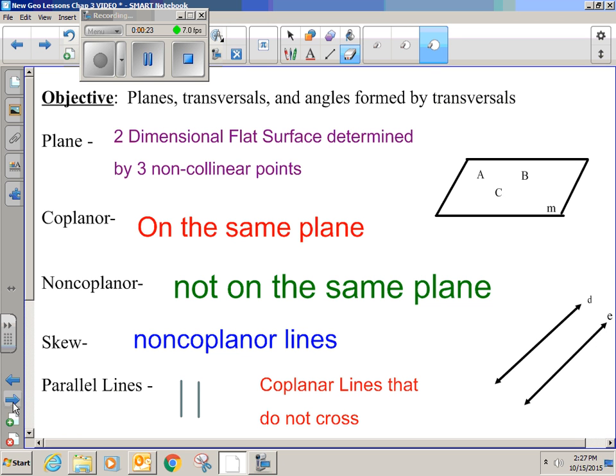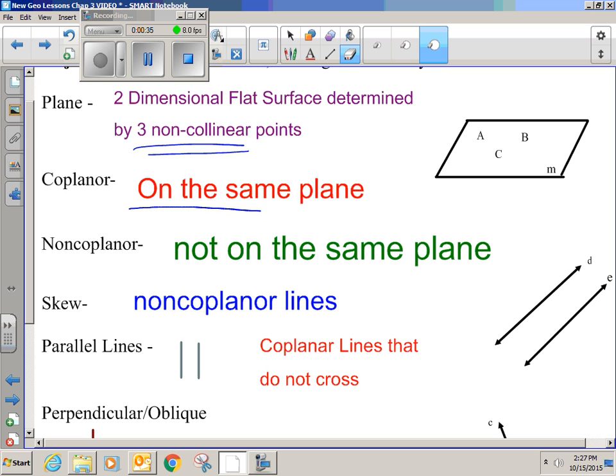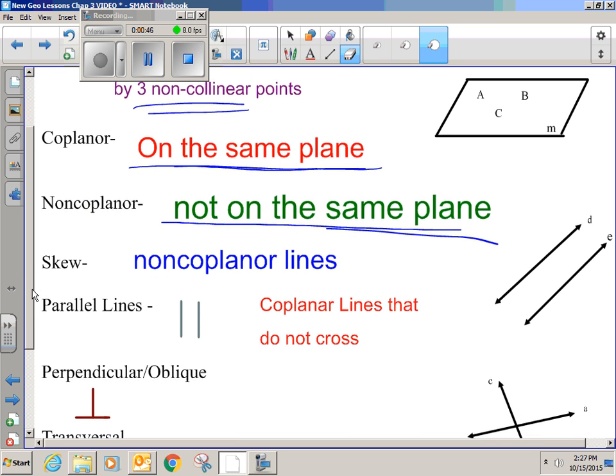quick. Some of them you all already know. Certainly you already know a plane. It's a two-dimensional flat surface determined by three non-collinear points. Okay, coplanar, of course, means on the same plane, and non-coplanar, of course, is the opposite of that, not on the same plane. Okay, skew lines are non-coplanar lines.